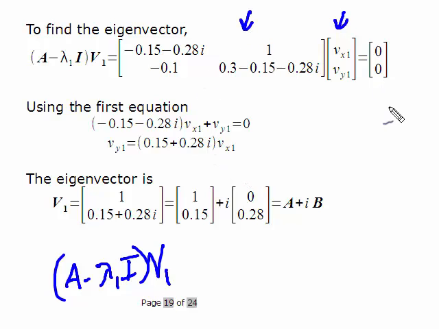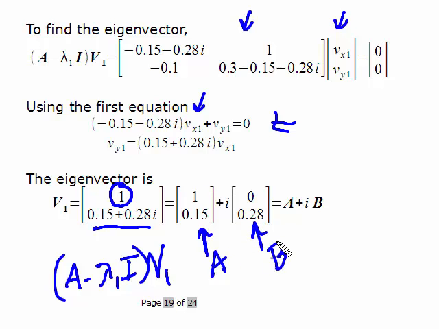It's very complex, so I'm going to write them out. Again, we'll try to do something simple. I'll set Vx1 equal to 1 and then solve for Vy1, and this is what I get for my eigenvector. It's complex. I separate out the real part, call that vector A, and the imaginary part, I call that vector B. At this point, I have everything I need for the solution.